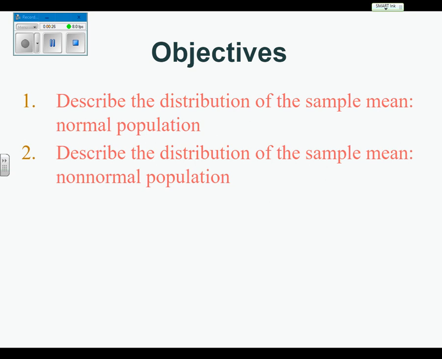The second thing I want you to be able to do is describe the distribution of the sample mean from a non-normal population. We've been talking about this normal curve and some of its properties and how we can use our z-table to find some probabilities. It's all going to filter in to what we're doing this morning.